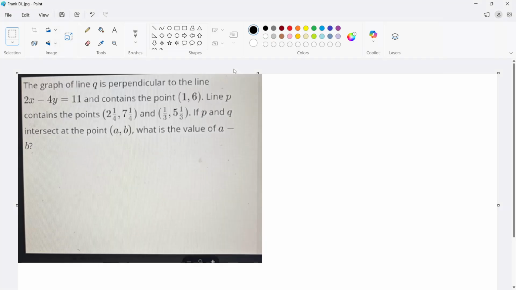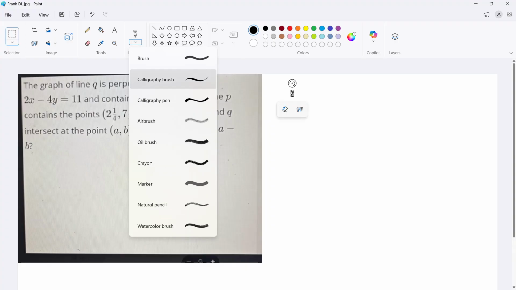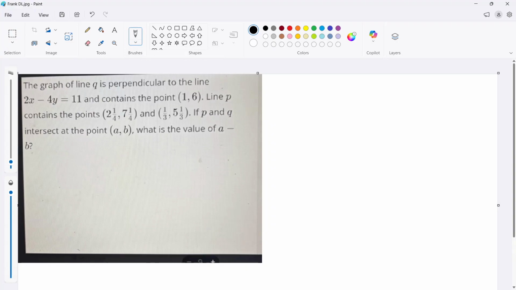This is a digital SAT math question. It says the graph of line Q is perpendicular to the line 2x minus 4y equals 11 and contains the point (1, 6). So line Q contains the point (1, 6) and it's perpendicular to this other line. Well, what do I know about perpendicular lines?